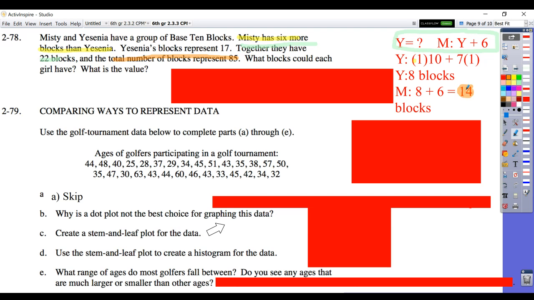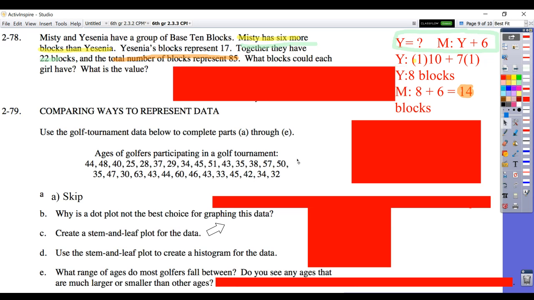All right. So at least I've given you hopefully a good start on that one. Again, there's an awful lot of information. You may want to even just break it down into Misty's number of blocks compared to Yesenia's number of blocks, compared to value of Misty's blocks, compared to value of Yesenia's blocks, because again, there's an awful lot of information there. All right, so that might be more helpful.